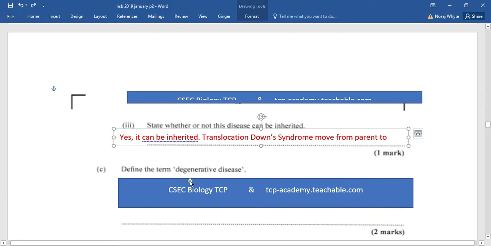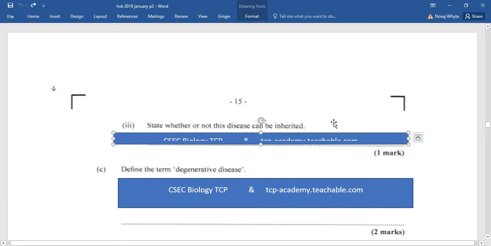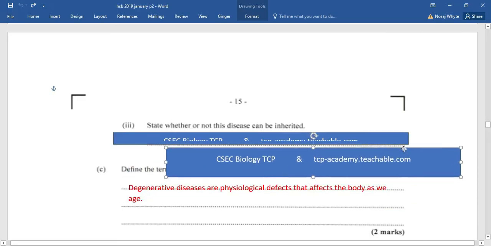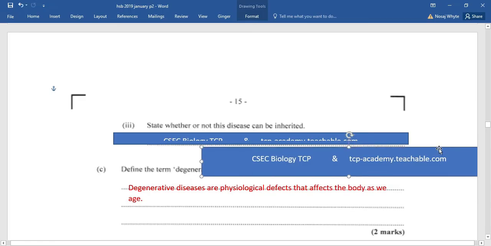There we go. Then we have to define degenerative disease. What's degenerative disease? We have looked at that in one of our lives. You probably want to go on over and look at Mr. Wilson live on the channel, and of course you can find more about degenerative disease and other types of disease. Now, degenerative diseases are physiological defects that affect the body as we age. So as we get older, physiological diseases will be affecting us.